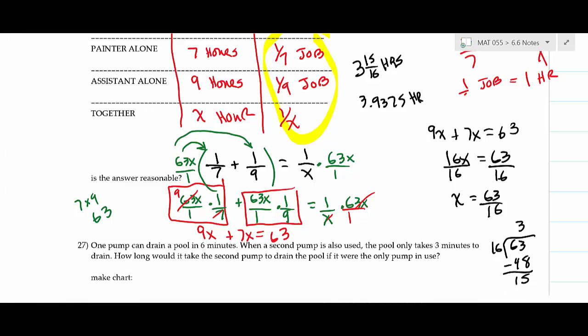Remember, we predicted that the answer would be somewhere around half of 7. Half of 7 is 3.5, so it's a little more than half. Why is it more than half? Because he's new. Yeah, because the assistant's a little slower, right? That's why. Okay. All right.